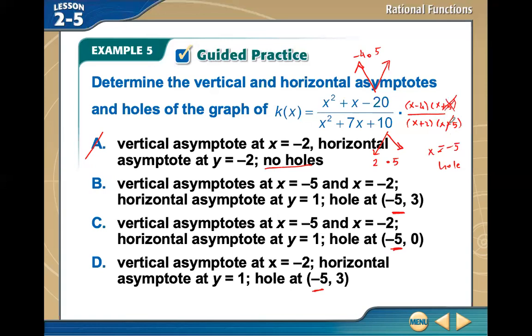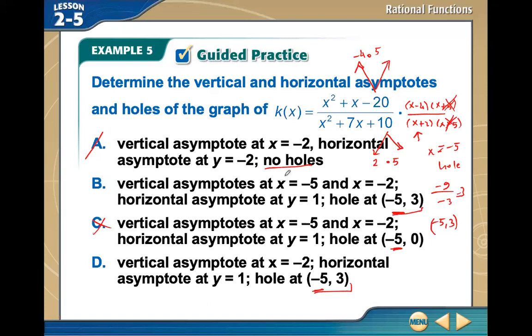Since I cancel out, when you put negative 5 here, negative 5 minus 4, negative 9. Negative 5 plus 2, tell me, negative 3? Yes or no? And then this will be positive 3. So the hole is here. So it could be answered, yes, but this no. So I eliminated A and C.